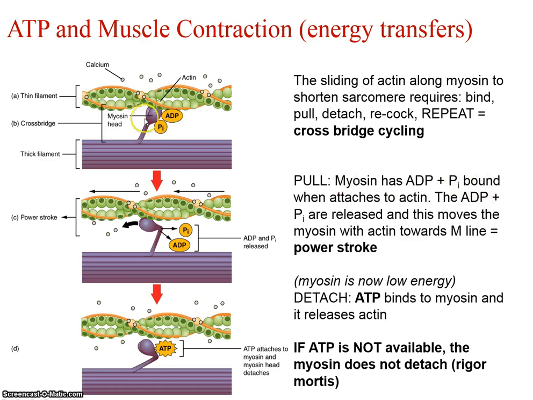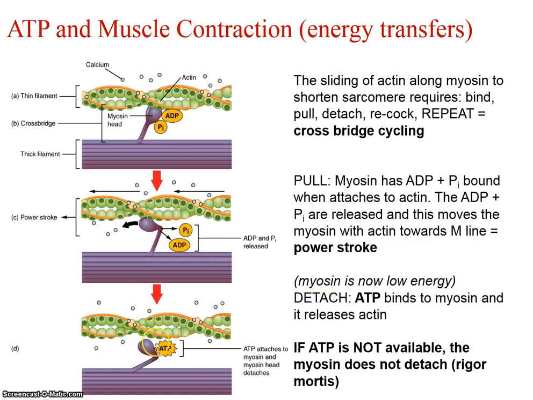So myosin has bound and attaches to actin. These two molecules are released, and you see this happening here. And this release pushes the myosin. So they're released from the head, they were bound to it, and the myosin is pushed. Now it's moving towards the M line, the middle, and we refer to this as a power stroke.